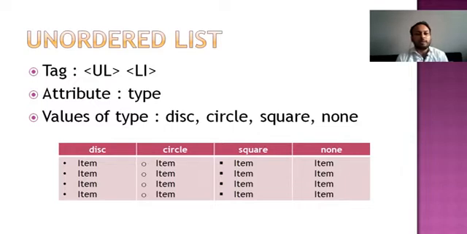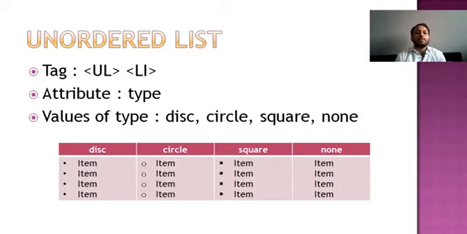There are two tags used with the unordered list, UL and LI. UL is for unordered list; the unordered list starts with this tag. LI is the list item, and all the items are written under the LI tag.